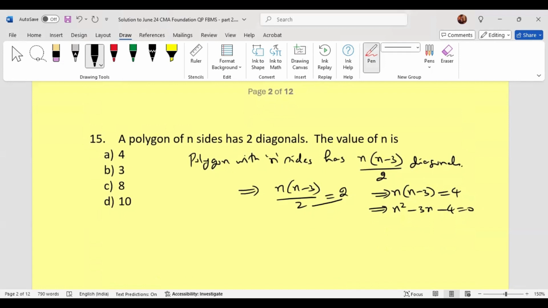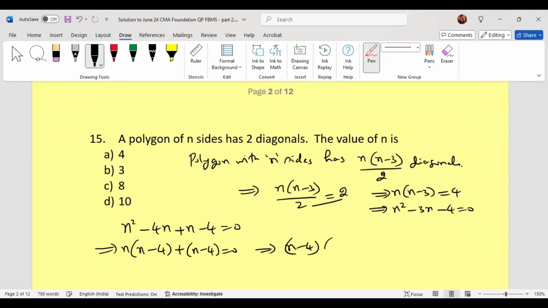So we can split this as n square minus 4n plus n minus 4 equal to 0. Now common in the first two terms is n minus 4, plus n minus 4 equal to 0, which means n minus 4 times n plus 1 equal to 0. Number of sides cannot be negative. So here let us say n equal to 4 comma minus 1, but minus 1 is not applicable because number of sides cannot be negative. So therefore n is equal to 4. Option A.